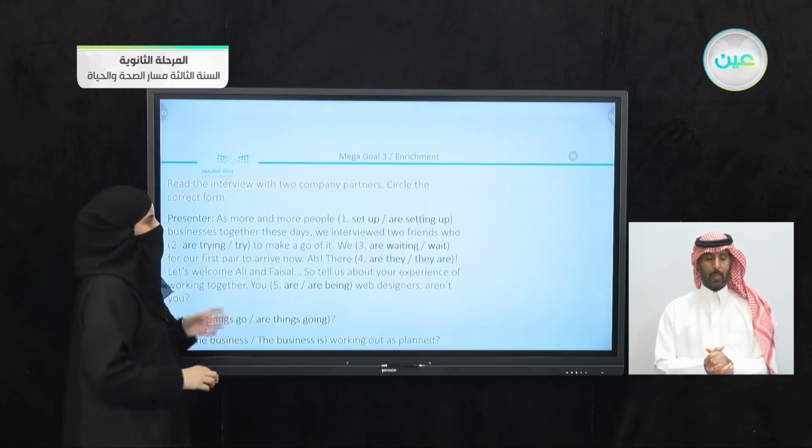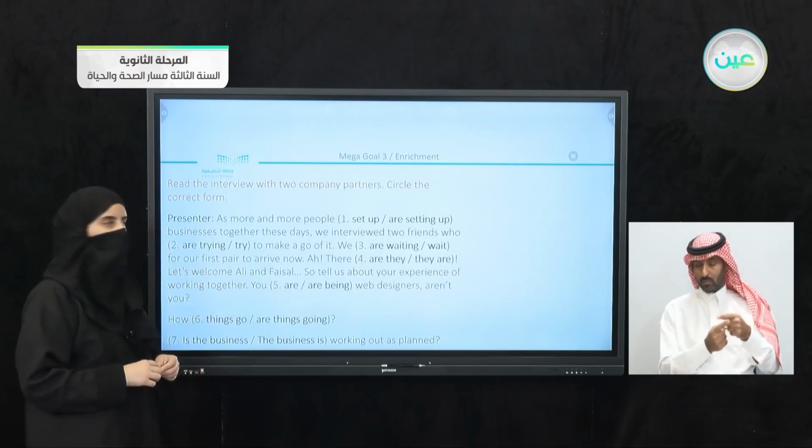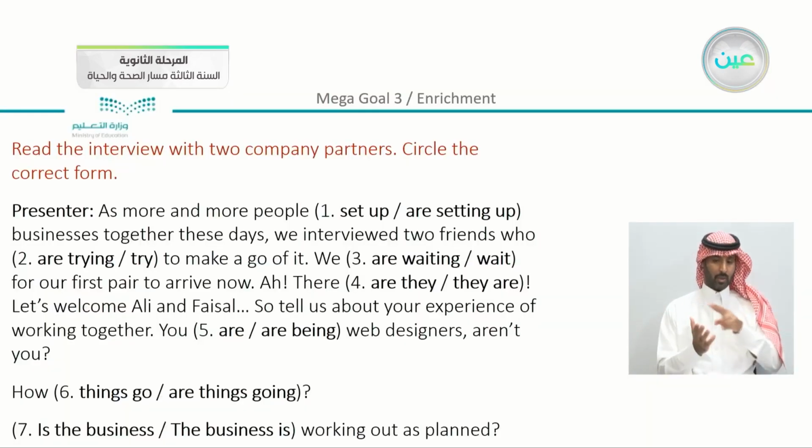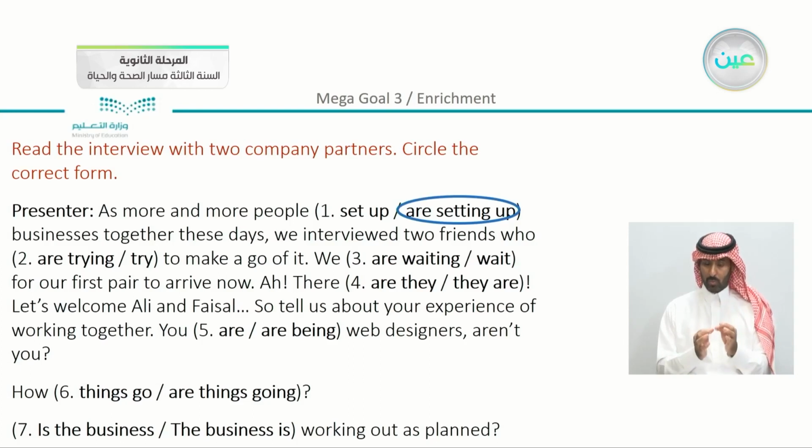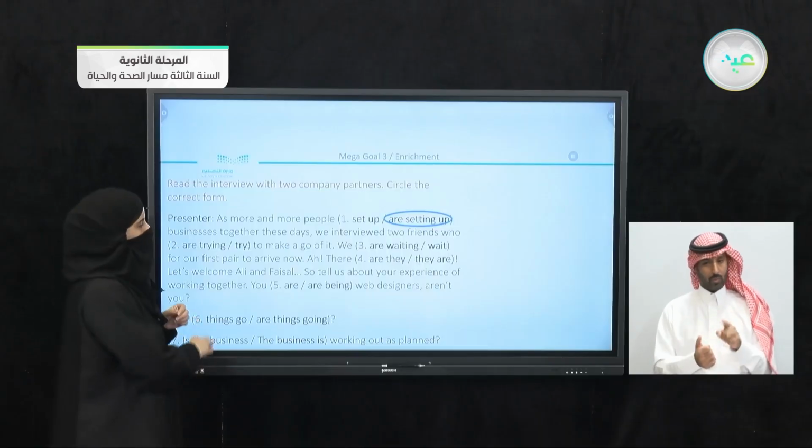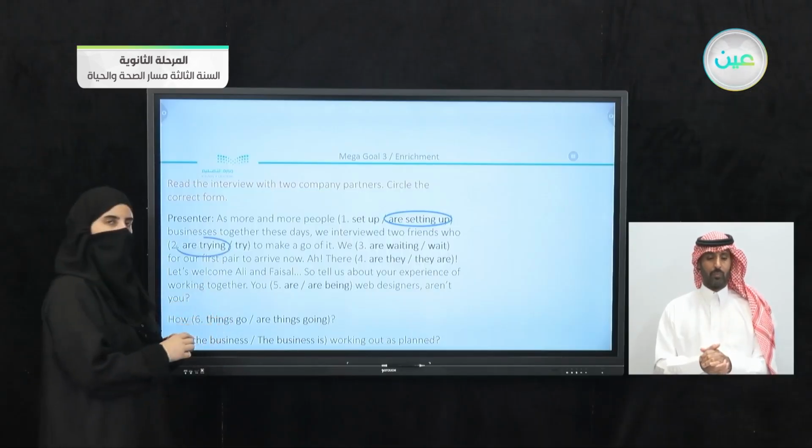Also, just to refresh your memories, we are going to do an exercise here. Read the interview with two company partners, circle the correct form. Now the presenter says, as more and more people set up or are setting up businesses together these days. So what can we say? We can say that they are setting up. We interviewed two friends who are trying or try to make go of it. So what is correct to use? We can say the correct answer is are trying.